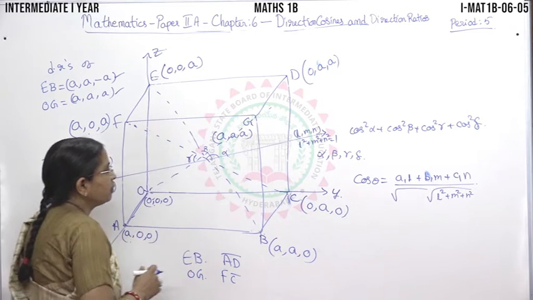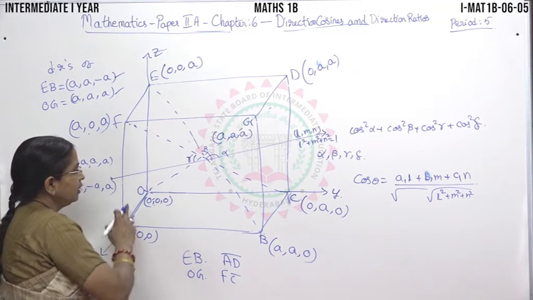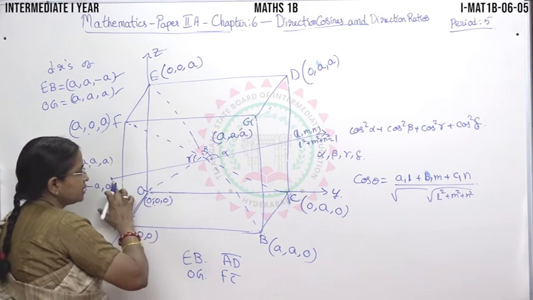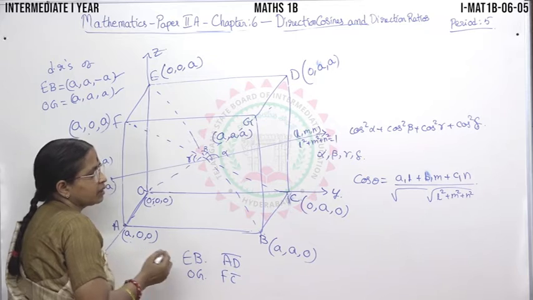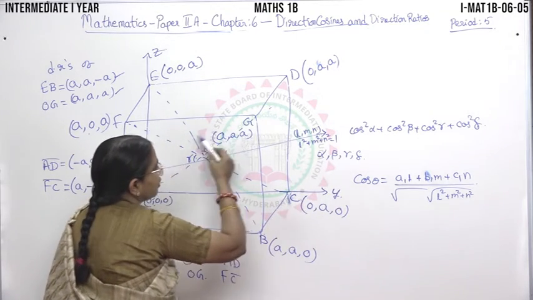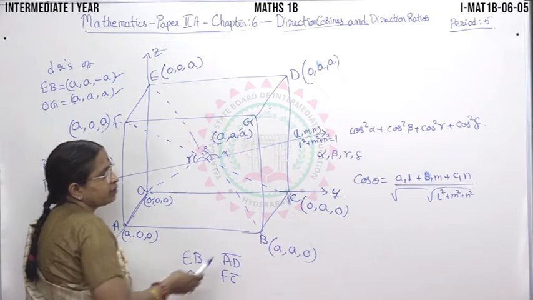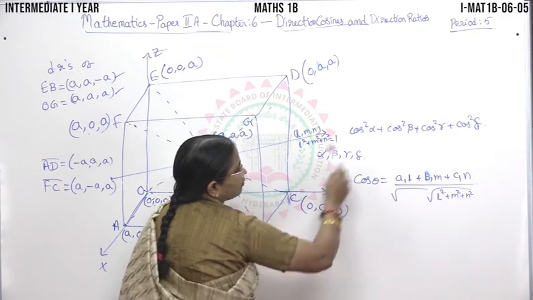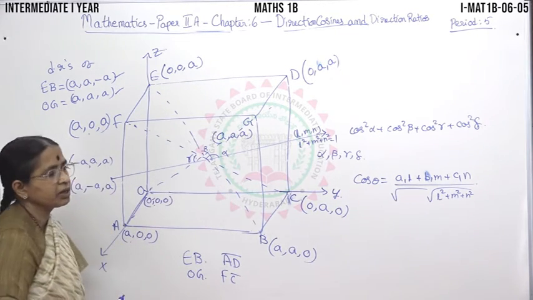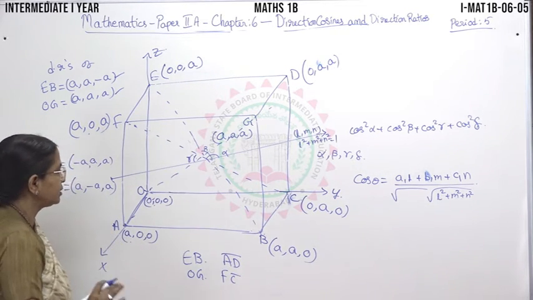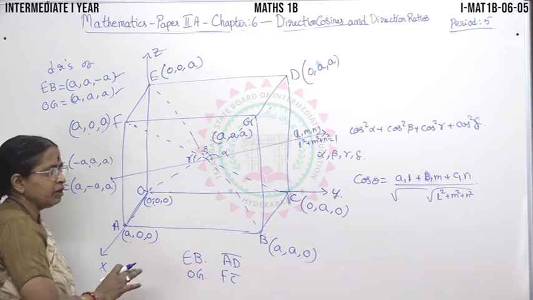So the problem is like this. You have a cube, there is a ray which is making angles alpha, beta, gamma, delta with the four diagonals of the cube, then find the value of cos square alpha plus cos square beta plus cos square gamma plus cos square delta. That is the problem. This problem is very important.